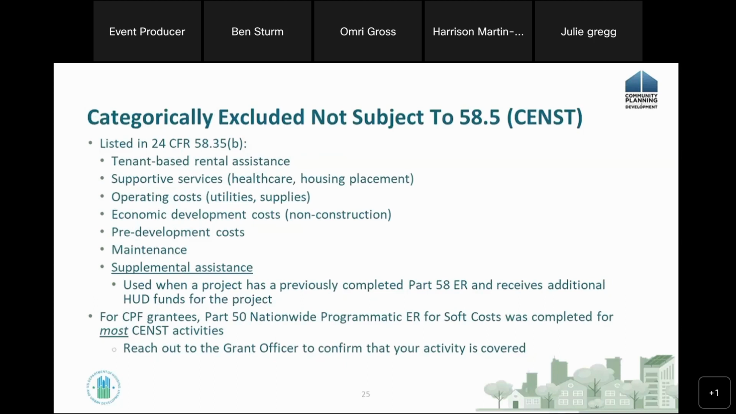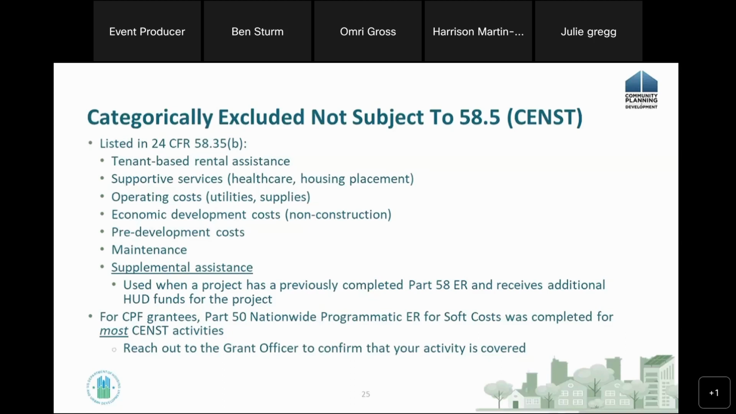The next lowest level of review is categorically excluded, not subject to 58.5, or CENST. CENST activities are similar to exempt and would also be non-physical in nature. This list also consists of allowed services and financial activities. A couple things to pull out from this list, the first being tenant-based rental assistance, or TBRA.